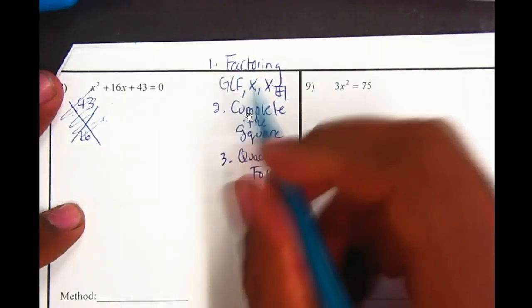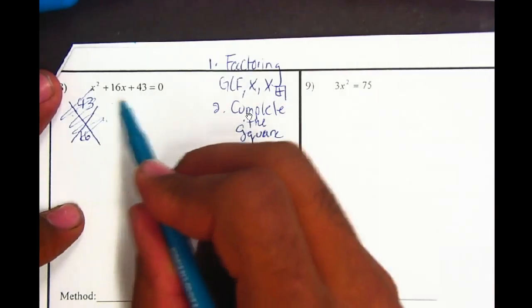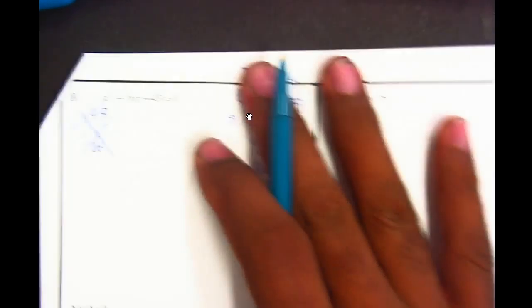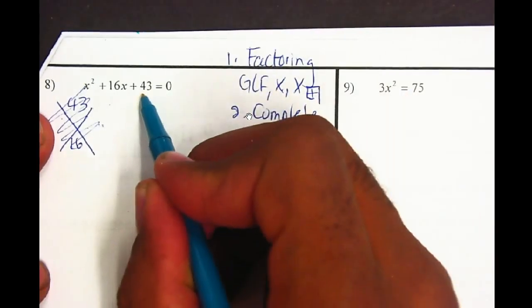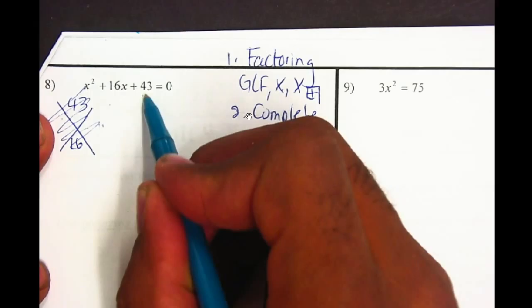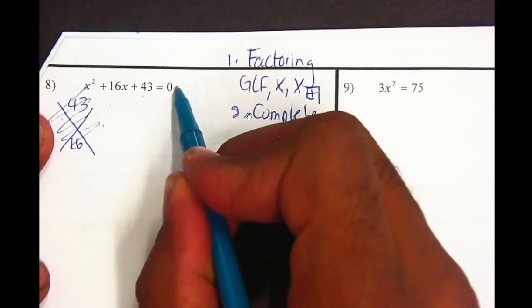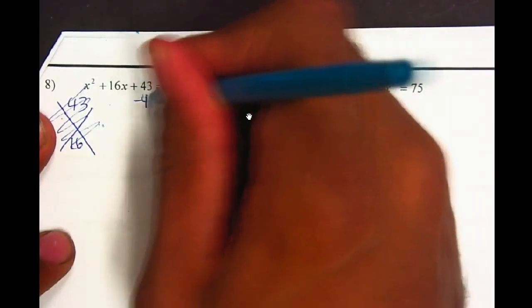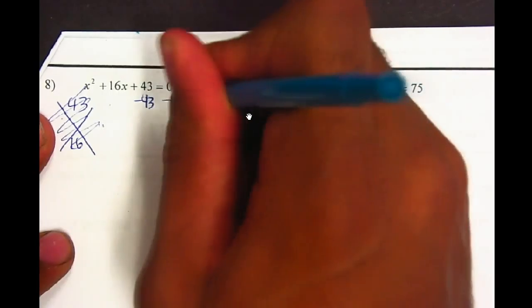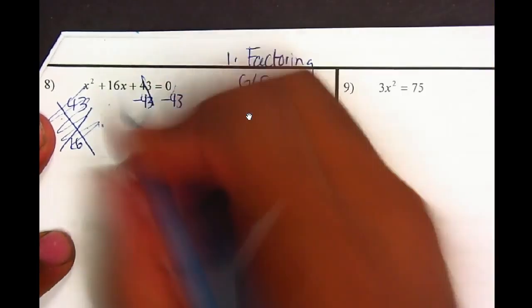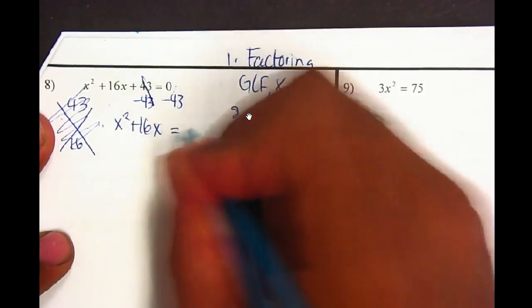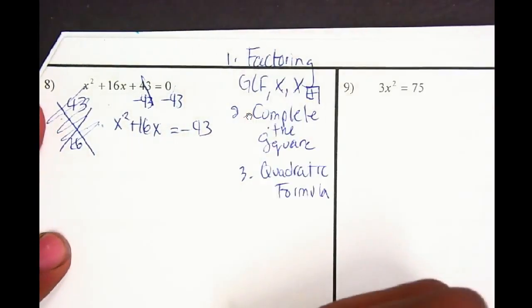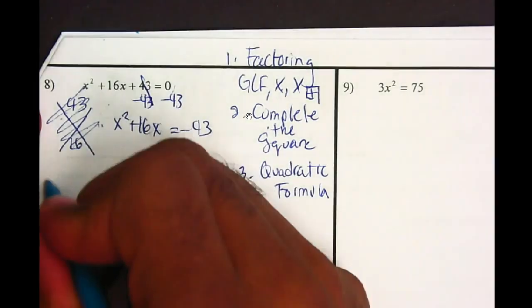Let's try that. But remember, completing the square, what we want to do, let me zoom up a little bit so you guys can see it a little better, is move the numbers over to the right side. So the first step is we want to subtract 43 here. Okay, that goes away. Now I have x squared plus 16x equals negative 43. Once you get to that step, now we do our box.